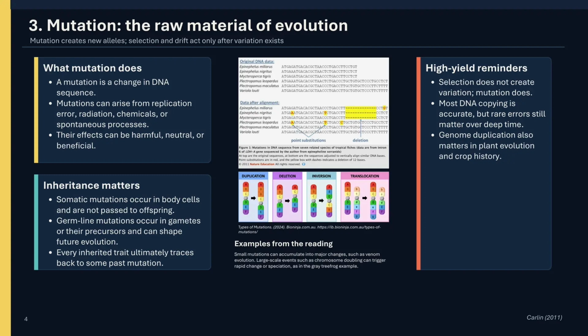Sometimes a mutation can produce very large changes quickly. The gray tree frog example shows chromosome doubling, which produced a new form with 48 chromosomes instead of 24, where the frog looked nearly identical but had a new mating call. This is a case of very rapid or near-instant speciation through genome duplication. In summary, mutations are changes in DNA that create new genetic variation, and that variation is the raw material of evolution. Now we're getting to the good stuff.